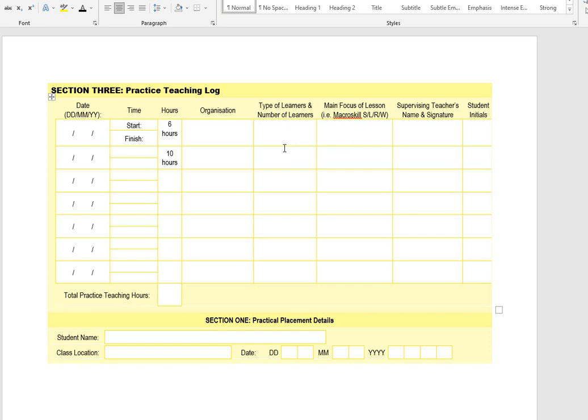So where are they from? What are their learning levels? Just very briefly. We need to ensure that we have at least 3 learners in our session. So please, as a minimum, ensure that there are 3 learners and there is no maximum. We also want to include information about the macro skill that you are focusing on in the lesson. So for instance, writing, reading, speaking, listening, and so forth. Ensure that your supervising teacher signs and that you also include your own initials.